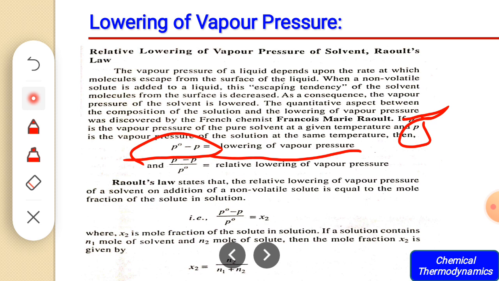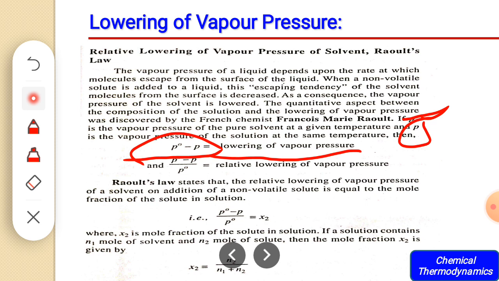And there is always a relationship between the relative lowering of vapor pressure and the concentration of the solution in terms of mole fraction. This was studied by Francois Marie Raoult, who was a French chemist. He studied the relationship between the relative lowering of vapor pressure and the composition of the solution, and according to him, the relative lowering of vapor pressure of solvent on addition of a non-volatile solute is equal to the mole fraction of the solute in solution.